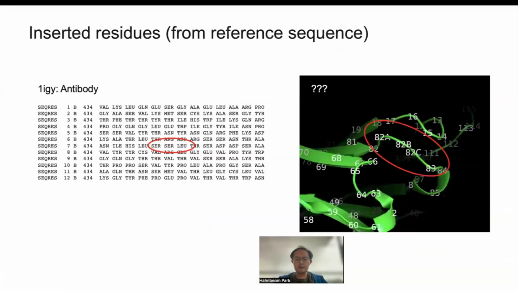There are also inserted residues. If you look at PDB, you can sometimes see residue numbers with letters like A, B, C. These are called inserted residues. I'm not going to go into details, but these often happen in protein systems where insertions and deletions are quite common, such as antibodies. These are regular sequences that exist in the sequence record. It's just that the numbering is different from other proteins.